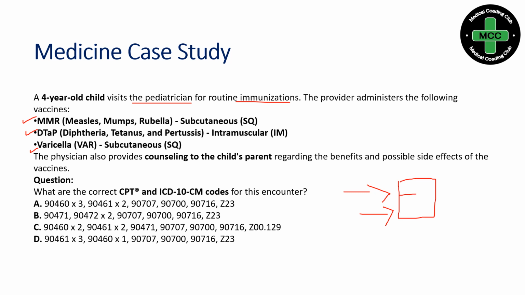So first, administration code selection: we have coding guidelines. So check the patient age. The patient age is 4 years, and also the provider administers the vaccine. So when we are talking about less than 18 years, then you need to check the coding guideline. So let's see the coding guidelines and we'll discuss this particular question.